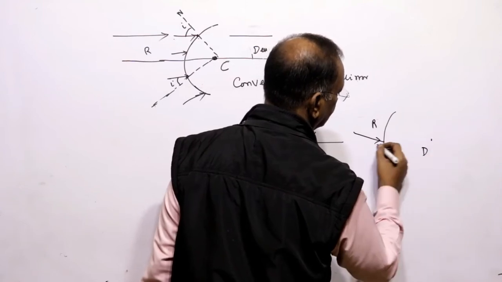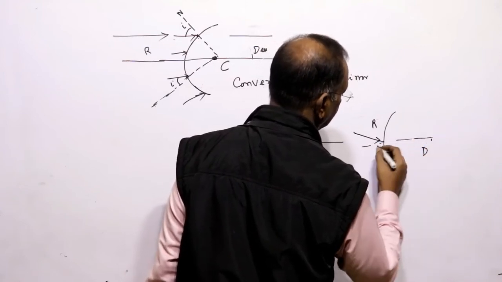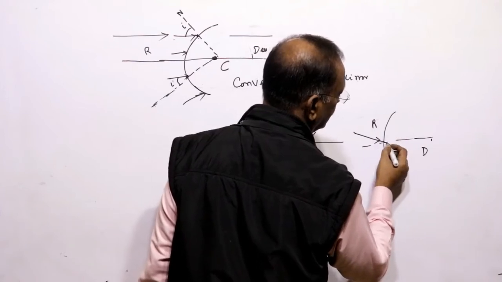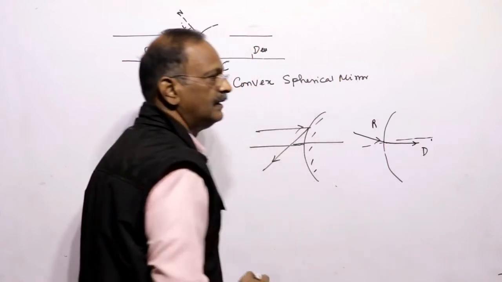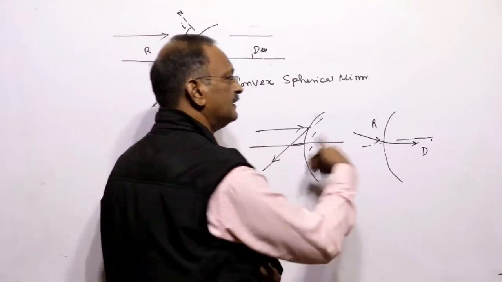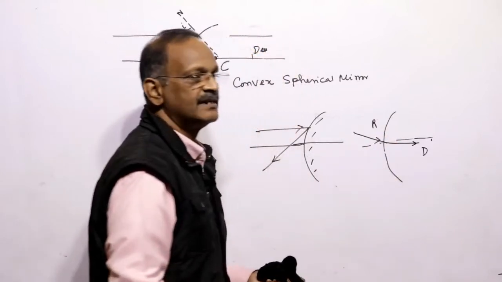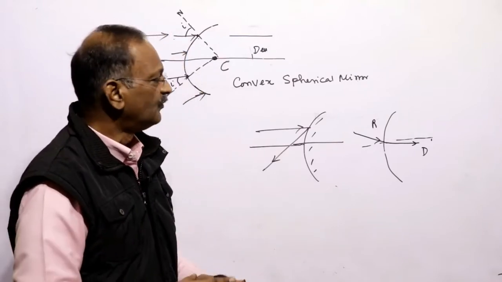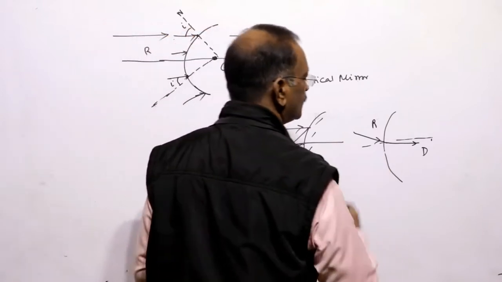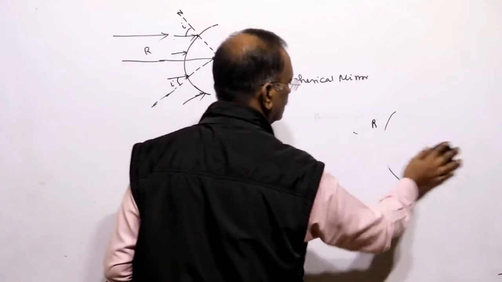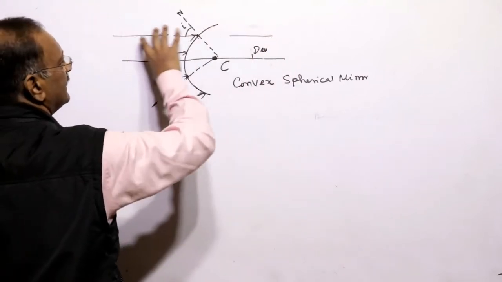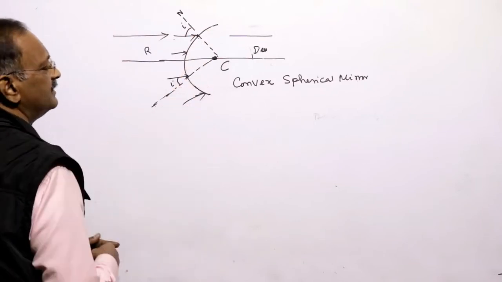With the center of curvature, we draw the normal. This is the normal, and since the ray goes from rarer to denser, it will bend towards the normal. So it will pass into the second medium. If the second medium is transparent, it will pass into it, and thereby refraction takes place between these two media. This is a convex spherical mirror. Convex spherical mirror means that the side where the ray strikes is bulging.